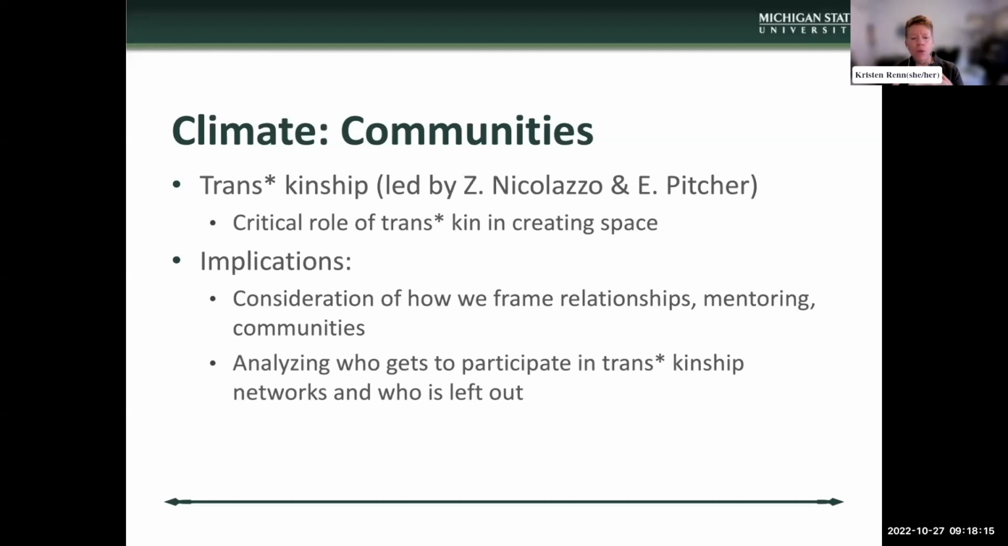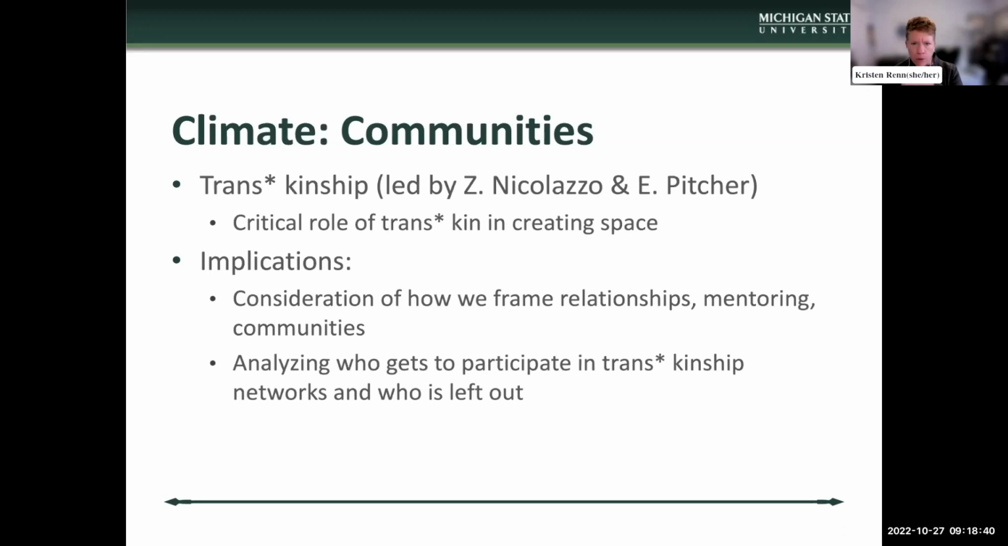So what are the ways that not all trans students in this case would have access to these kinds of kinship networks? And to the extent that other 2SLGBTQ plus students are also creating kinship networks, who's being left out and who's being included? I think it's really important to make sure that we don't assume they've all got their space on campus at this point, just because we see some who do have spaces. So that's sort of a climate around community.